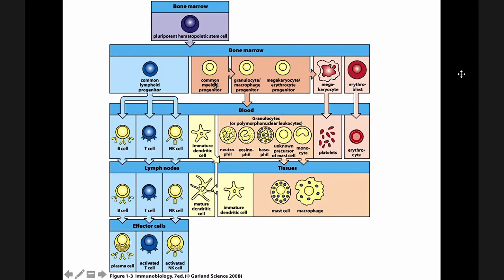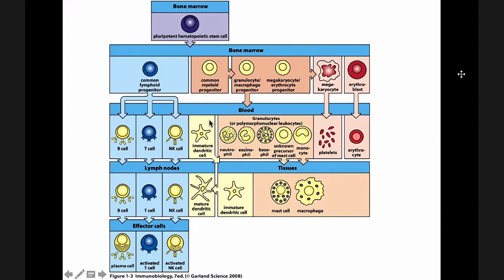Myeloid cells will give rise to these granulocytes or platelets, right? Erythrocytes. And in blood, you call them by different names depending on what morphology they exhibit, what staining characteristics they acquire, what markers they express on their surface, right? Neutrophils, eosinophils, basophils, monocytes. So all these cells are coming from your myeloid stem cells.